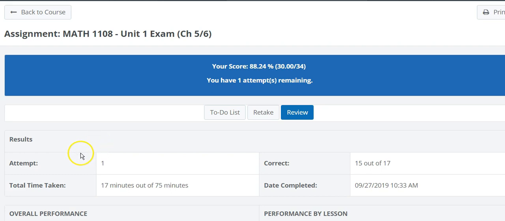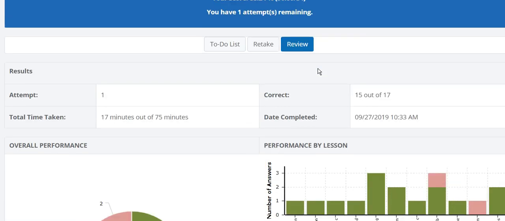I just did a practice test on chapters 5 and 6 for the 1108. Now, I noticed my score seems like I missed some here, and I have one attempt remaining, but I still get 2 bonus points, so I may not want to do that. But what would happen if I checked this test and was giving partial credit? Well, I will show you.